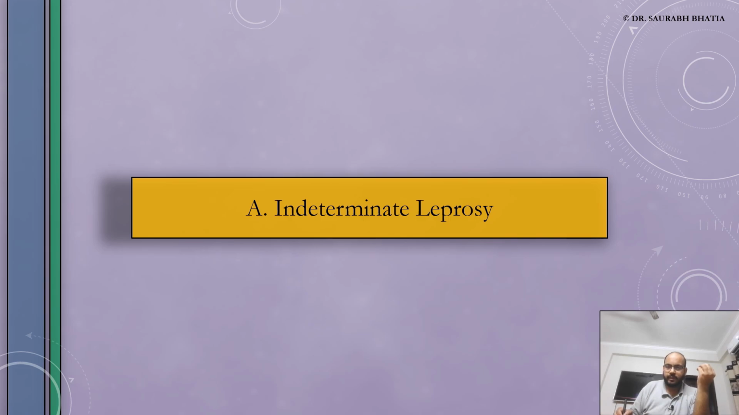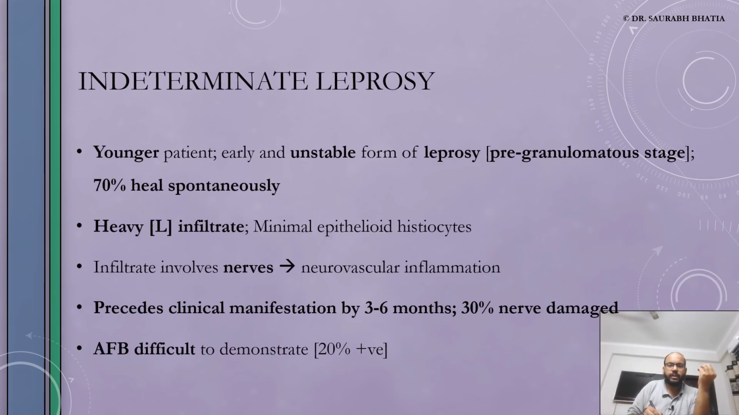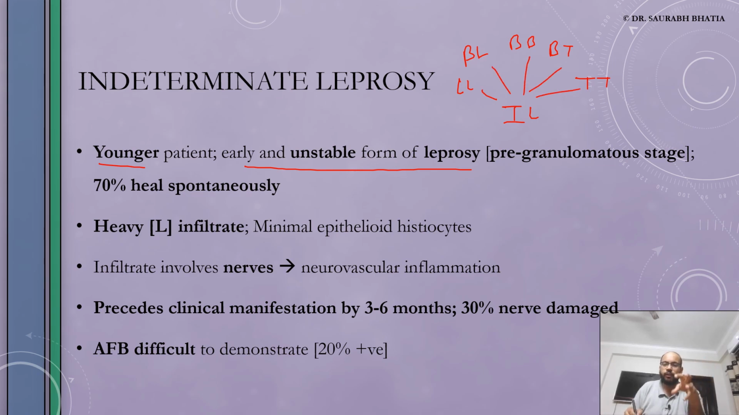Okay, let's start with indeterminate leprosy. So in indeterminate leprosy, usually we see it in younger patients. It's an early and unstable form of leprosy. We know that indeterminate leprosy can modify and go to BL, BB, BT, in fact to TT and LL. So eventually it can progress to any form of the spectrum. It is also known as the pre-granulomatous stage because the granulomas are not yet formed. It is so early in stage that the granulomas are not yet formed. Because when the granulomas form, depending on what cells are forming the granulomas, you can classify them into a certain sector. Now, 70% of the cases heal spontaneously. So the immunity is able to kill the bacilli and get rid of the infection.